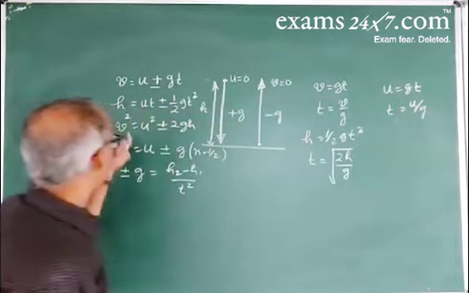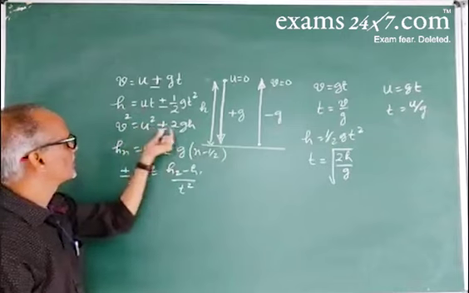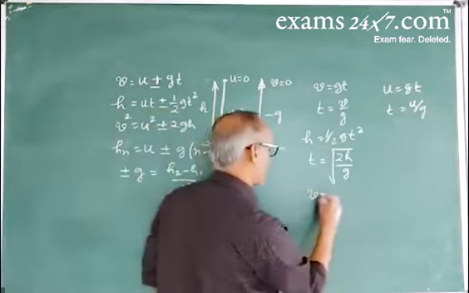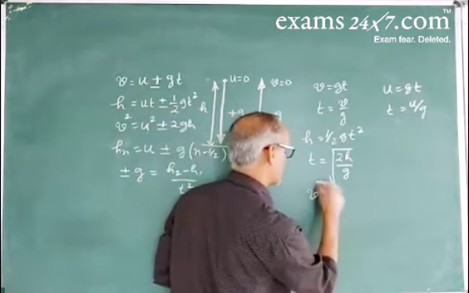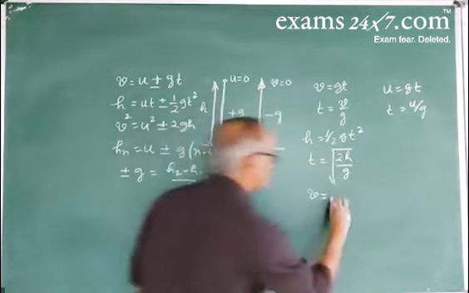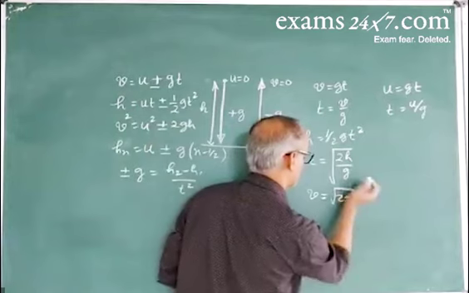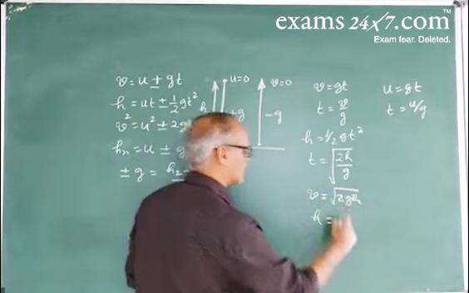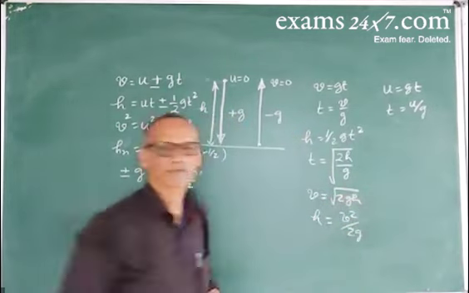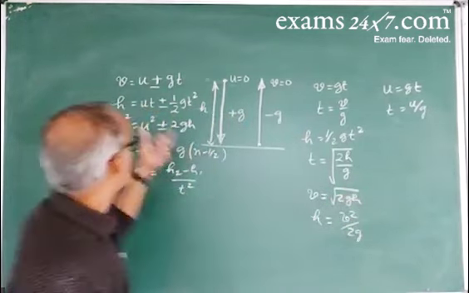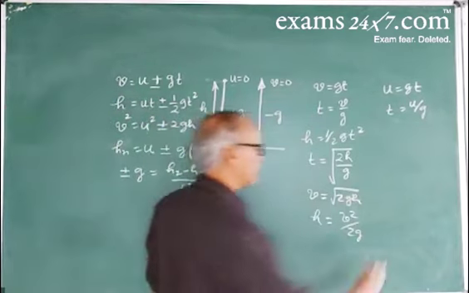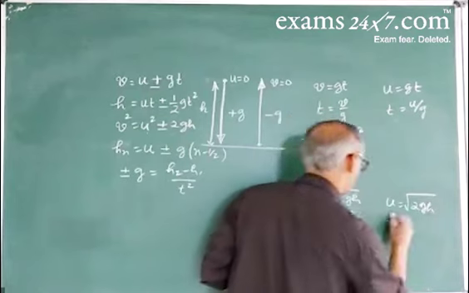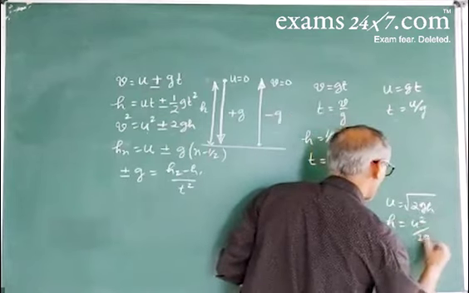And then finally, in this case, v square is equal to u square plus 2gh, where u becomes 0. In that case, v square is equal to 2gh, or v is equal to root of 2gh. So how about h in this case? h is equal to v square by 2g. And when we use the other set of equations for a body which is thrown upward, we get u is equal to root of 2gh, or even h is equal to u square by 2g.